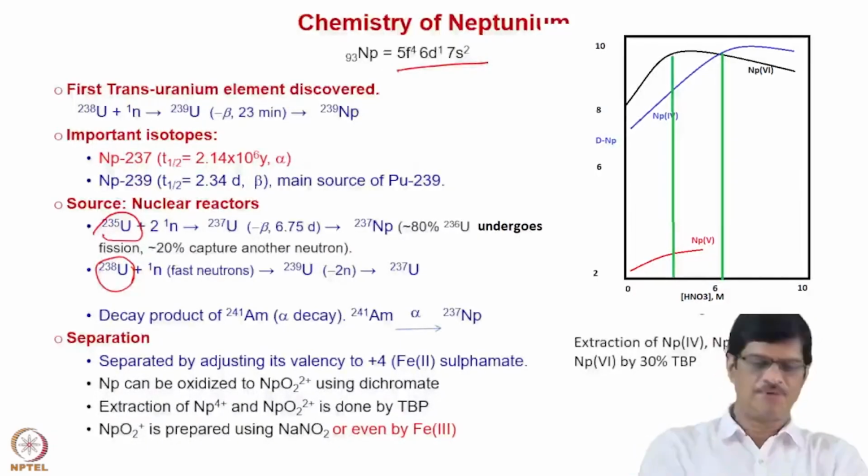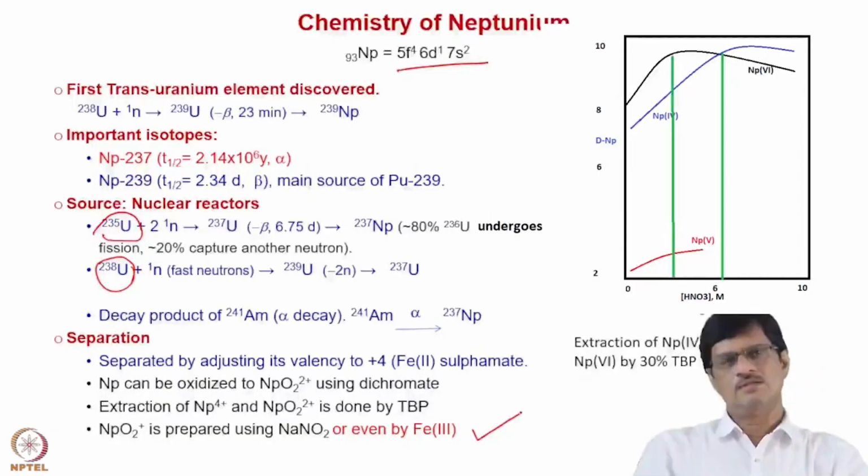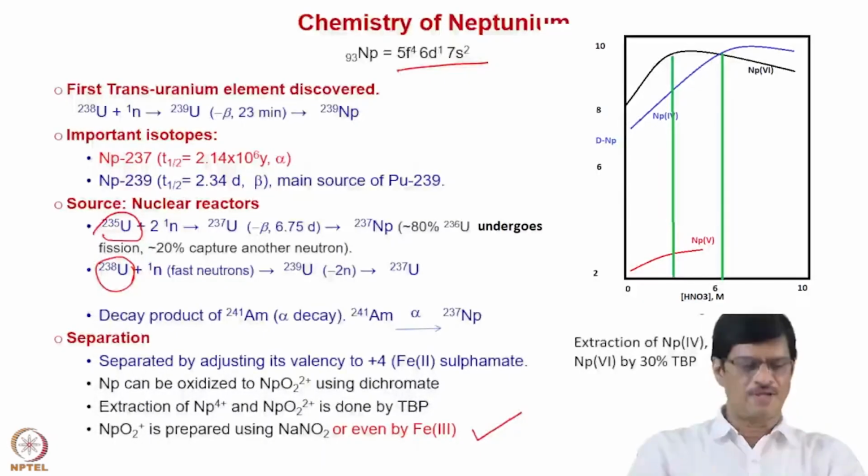Neptunium 5 is very important for carrying out a lot of studies in the environment. The environmental chemistry of neptunium is mostly focused on neptunium 5, that is NpO2+, which is very mobile in environmental conditions. And a lot of studies in the laboratory can be carried out using NpO2+, which is prepared by using sodium nitrite or even by Fe3+.